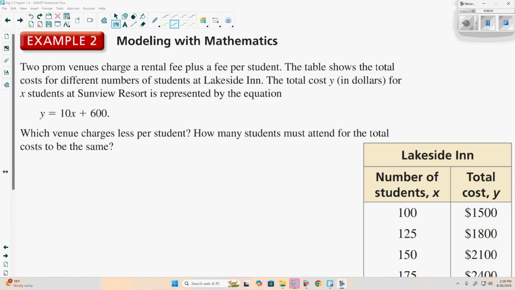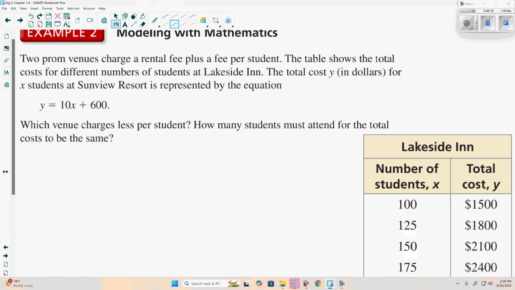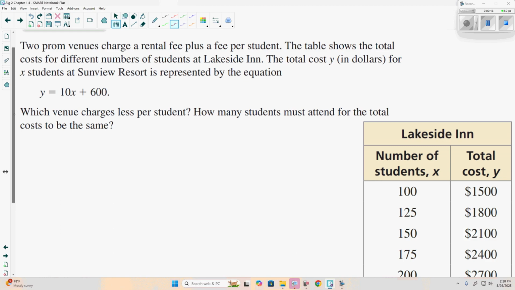We're finishing 1.4. We will finish 1.4 today, and you will actually have some time in class to finish up the assignment. So, two prom venues charge a rental fee plus a fee per student.